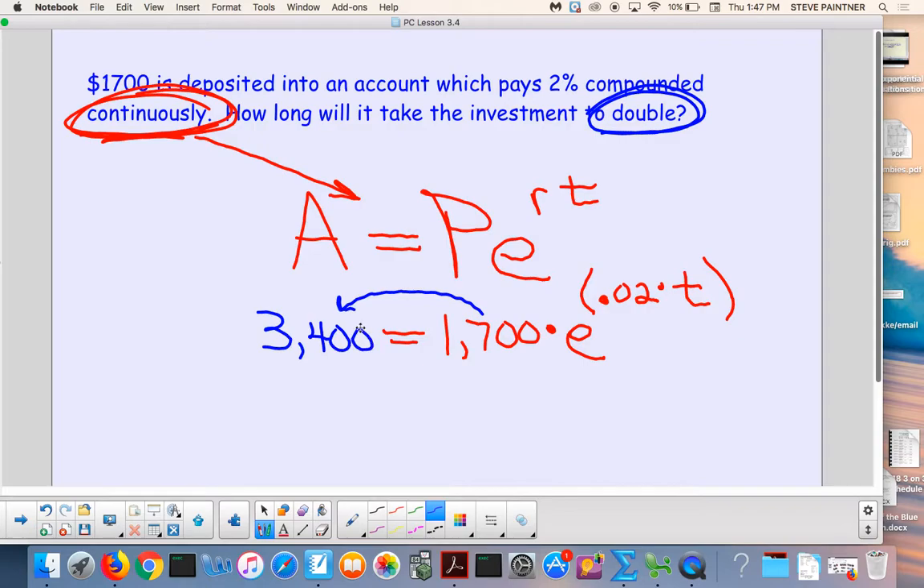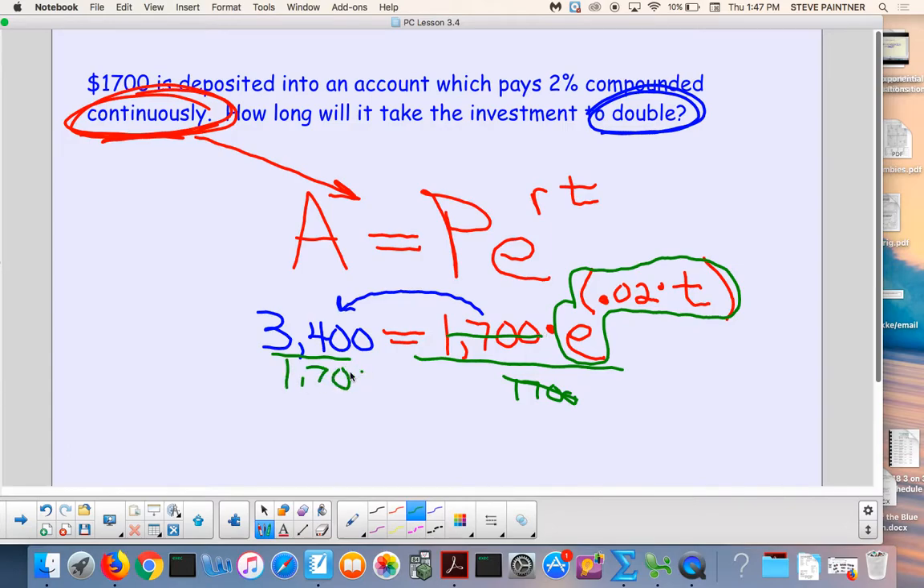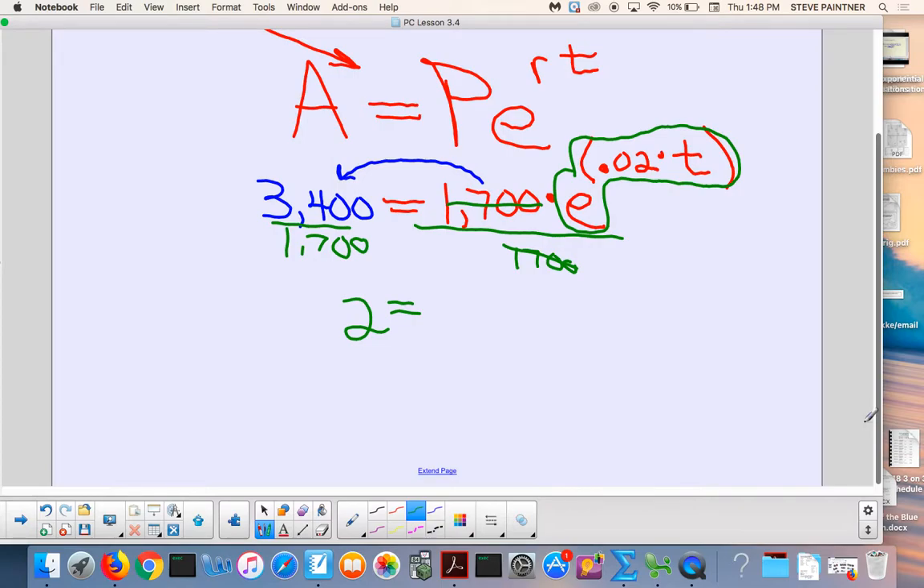Hey guys, if you wrote that down, I have a feeling you all probably have the answer by now. Isolate your base. Your base is right here. Okay, well, how do you get rid of this? Divide by 1,700, right? 3,400 divided by 1,700 is what? 2 equals E to the what? 0.02 T. Okay, exponential. How do you get rid of it? Natural log. Take the natural log of both sides.